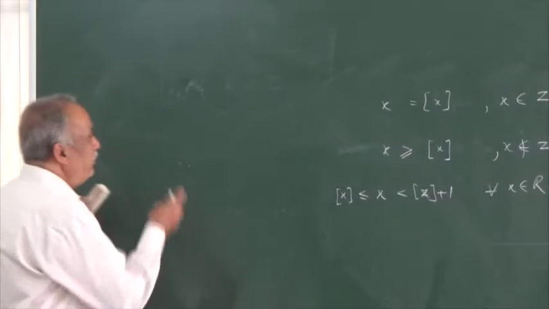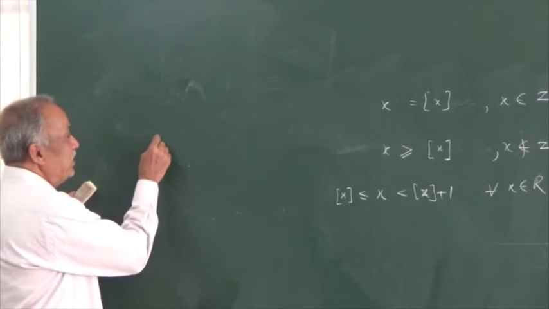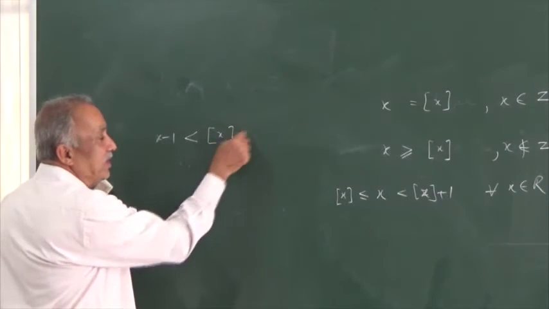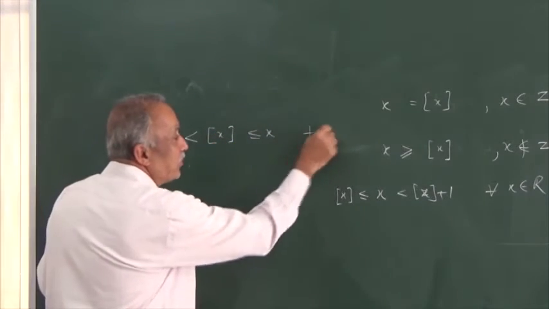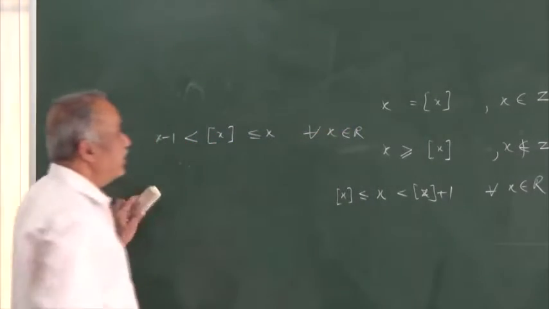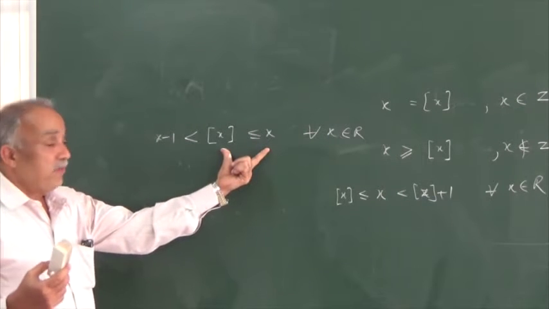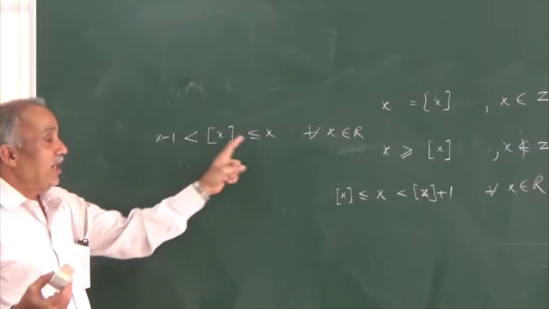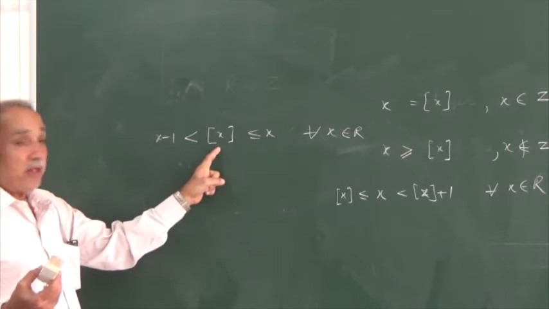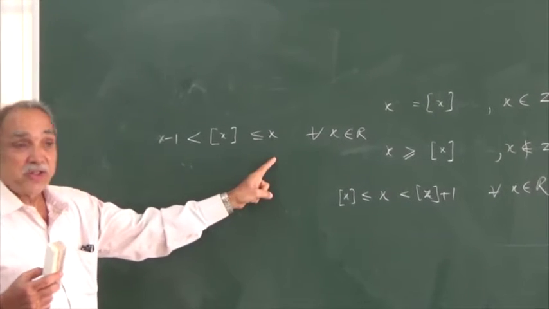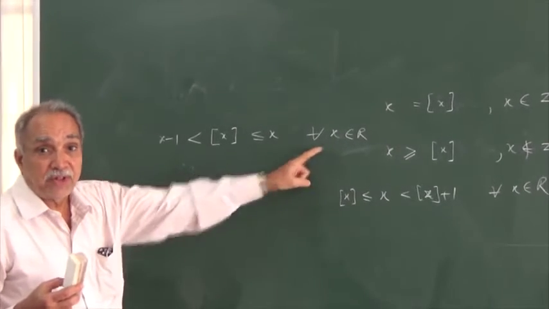Again, consider any number x. We also have for any real number x, x minus 1 less than integer part of x less than or equal to x. If x is an integer, I will have equality holding between these two, and if x is not an integer, inequality will be strict. The integer part will be a number strictly between x minus 1 and x. Relation holds good for every real number x.